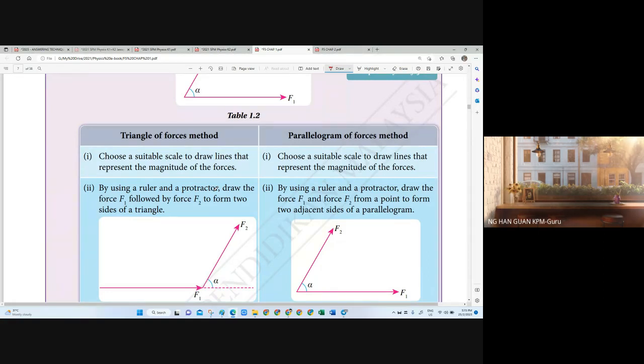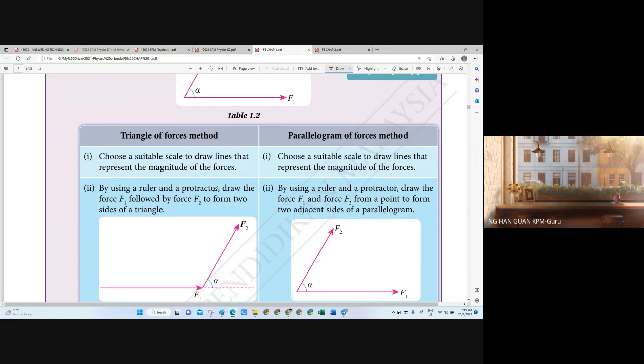So we will use a parallelogram then. But it doesn't mean that when you have more than two forces, you cannot use the parallelogram. You can use it also, only the method is slightly different. You have to draw more than one parallelogram in the solution. Later I will discuss this.